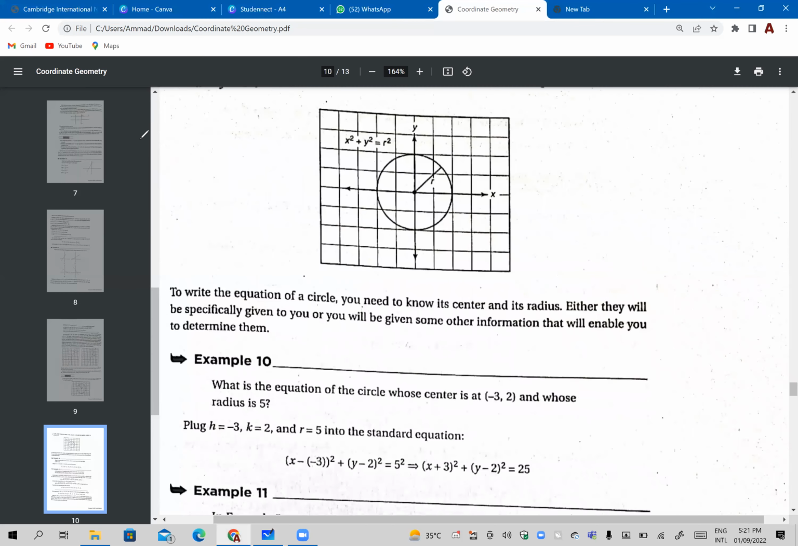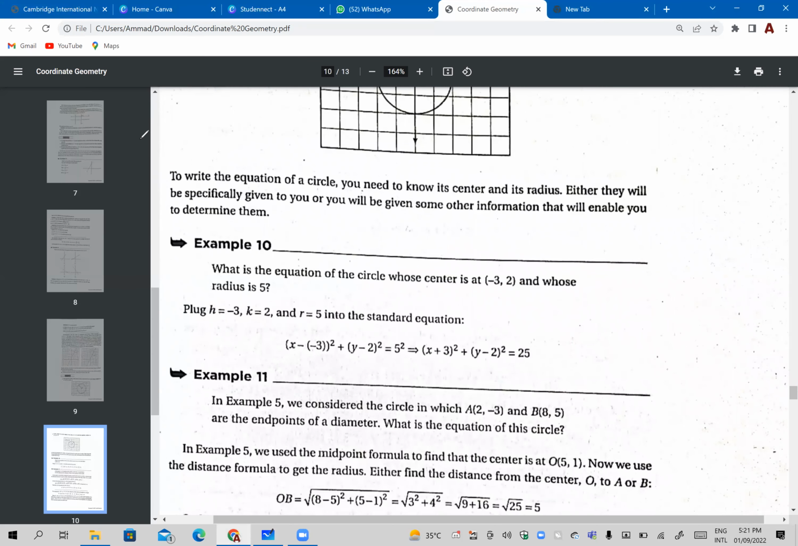Okay. What is the equation of circle whose center is (3, 2) and radius is 5? Very simple. You simply plug in the values. You can look at the solution here. X minus 3 whole square plus y minus 2 whole square is equal to 5 square. Simplify it, then you just write the answers.